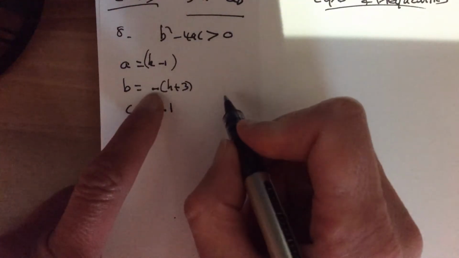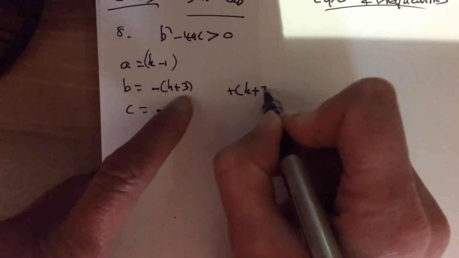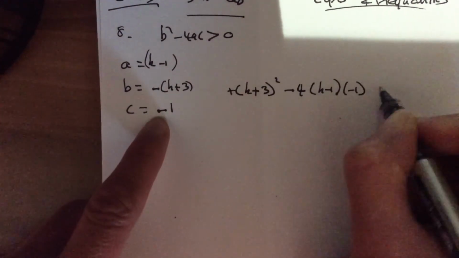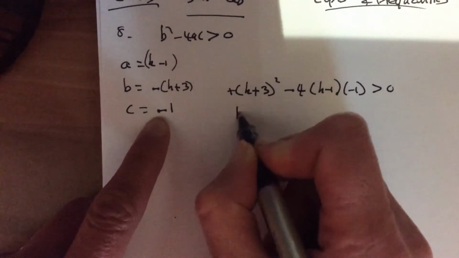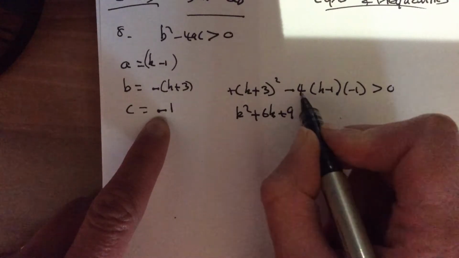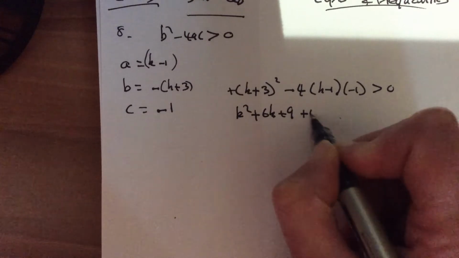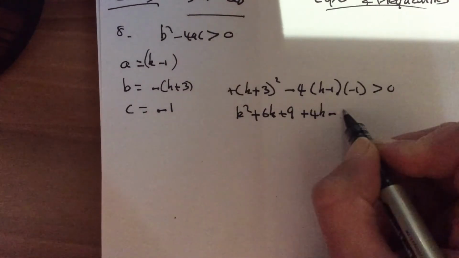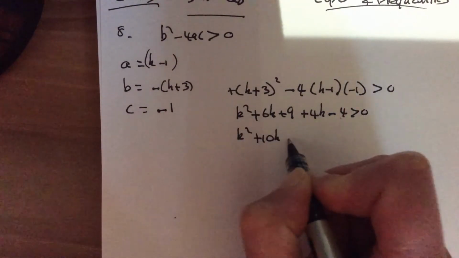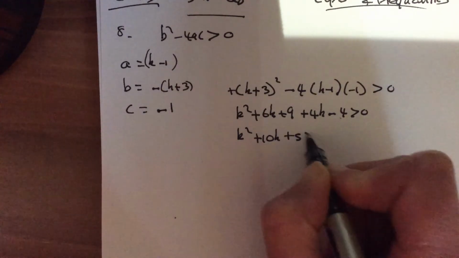So b squared: squaring a minus gives you a plus. So it's plus (k plus 3) squared minus 4 times a times c, greater than 0. So squaring out your bracket: square the first, double the product, square the last. Minus 4 times minus 1 is plus 4, so 4 times that bracket, so plus 4k. Plus 4 times minus 1 is minus 4, greater than 0. Tidy that up: k squared, add 10k, add 5 is greater than 0.